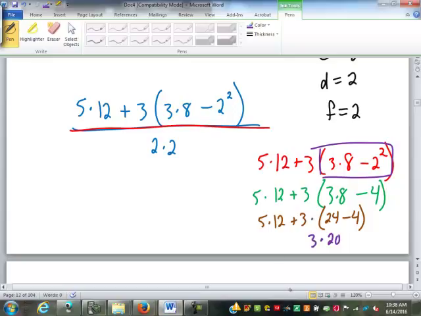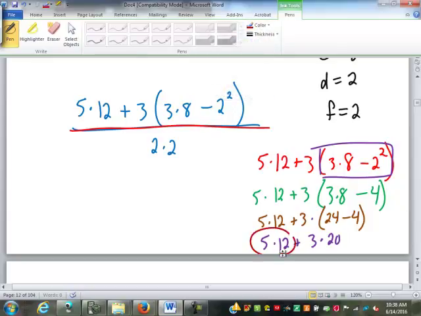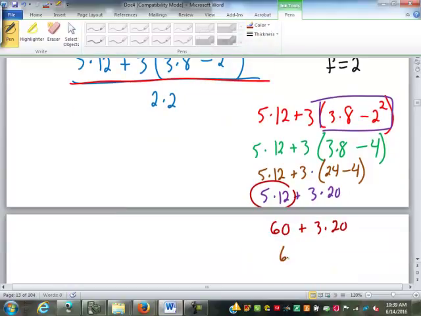Remember putting the multiplication there. So 5 times 12 plus 3 times 20. Now we can multiply. 5 times 12 is 60. 3 times 20 is also 60. So 60 plus 60 is 120. Goes on the top.